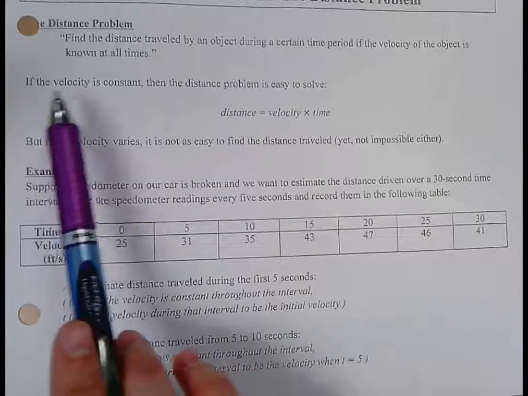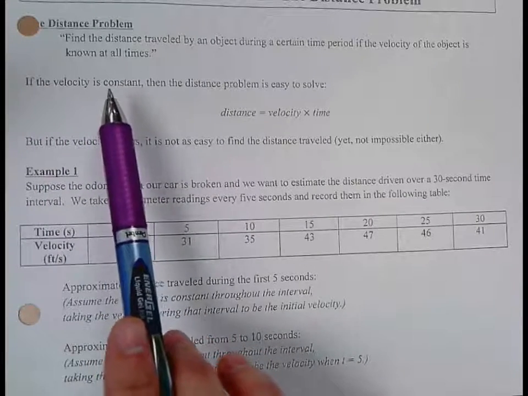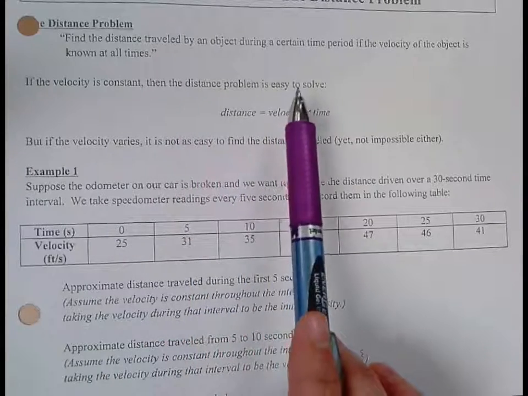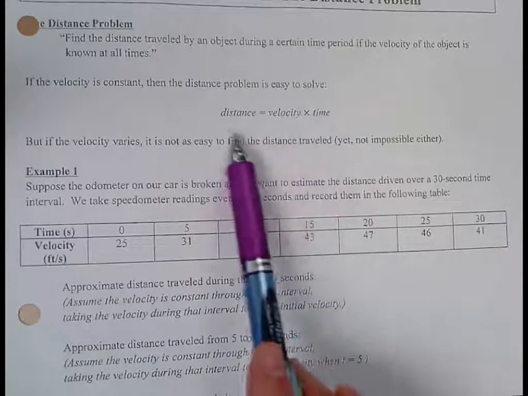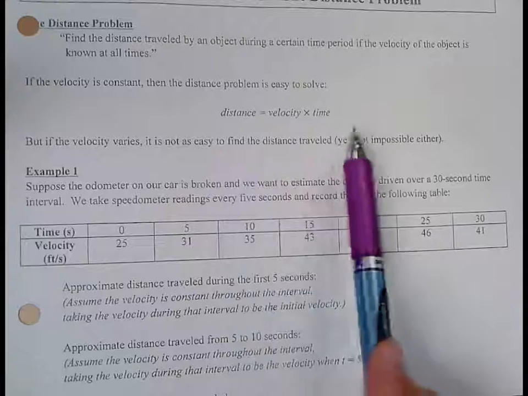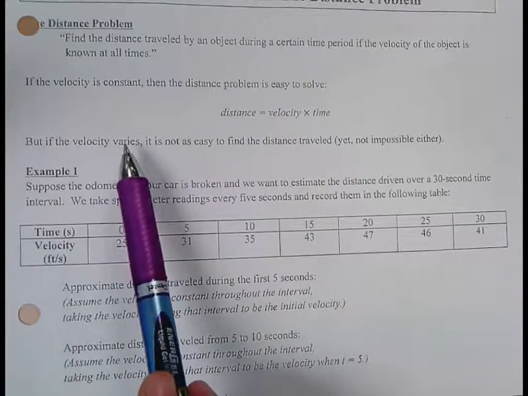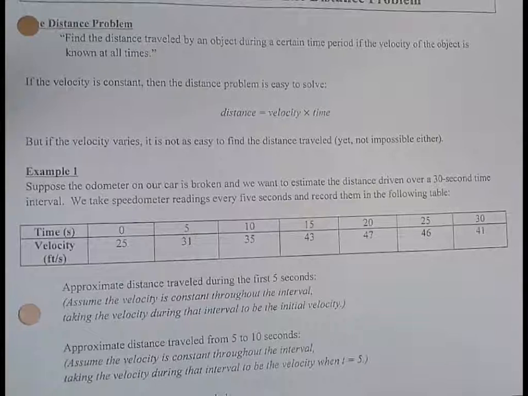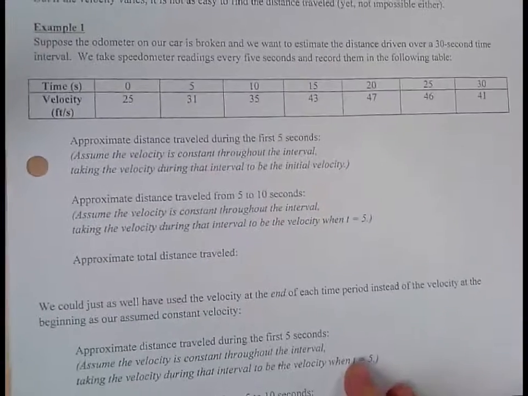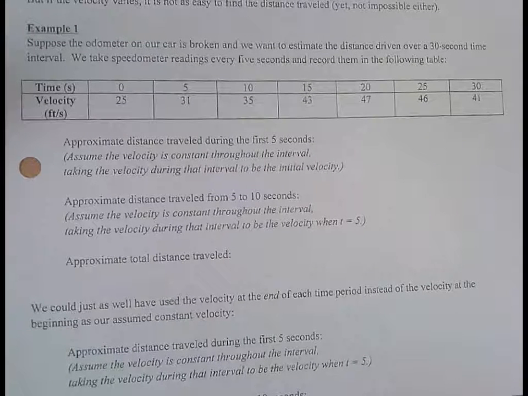If you know that the velocity is constant, the distance problem is easy to solve by using the distance formula. Distance is rate times time. The rate is the velocity. But if the velocity varies, it's not as easy to find the distance traveled, but it's also not impossible. So here is an example of how to work through this. You're not just given an equation for the velocity function, you're given the velocity at certain times.